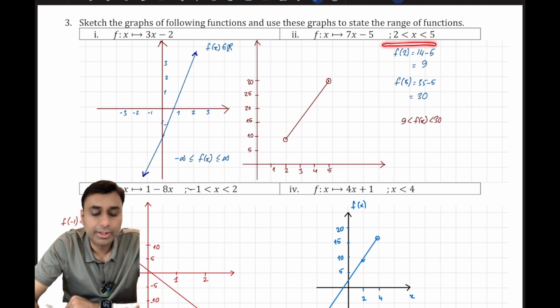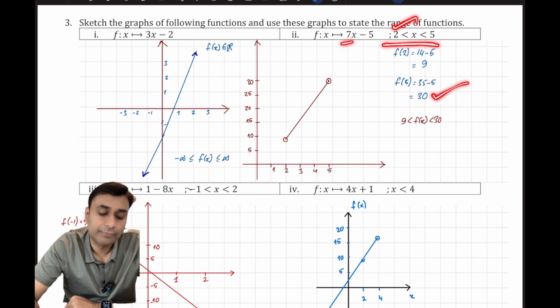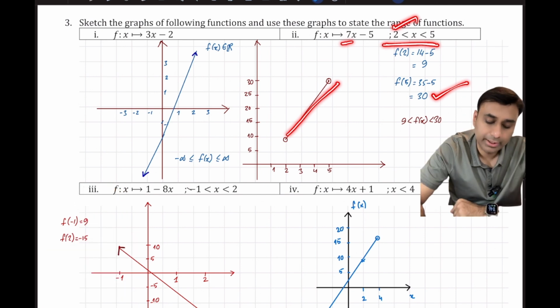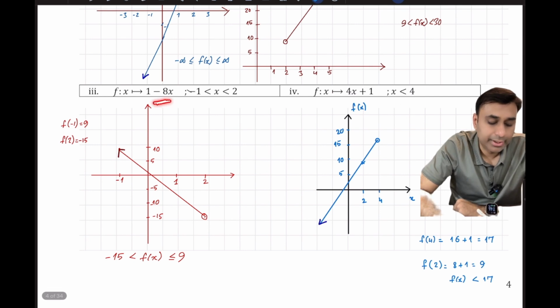Similarly, if I've been given an interval from 2 to 5 and I have to find out the range, I can see it's a positive gradient. It will be increasing. I can plug in the value of 2, which will be the minimum value of the range, and I can plug in the value of 5, which would be the maximum value of the range. But if I make a sketch, I would have a very clear picture of what exactly I'm doing. Similarly, if I know it's a negative gradient, I know it's going to be a sloping down line.